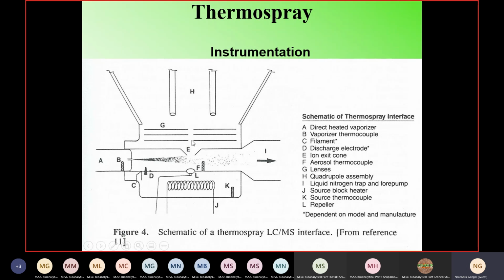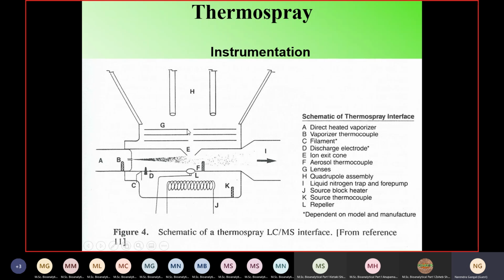These ions get attracted to my ion exit cone. This is the negatively charged lens, because since my ions are positive in nature, they get attracted here. So the first lens is negative, the second lens is positive. Why do I want positive? Because once these ions are speedily going, I want them to be collimated to form a fine beam. Once there is a positive charge on the second lens, there will be repulsion of these ions, so they will form a very thin beam.